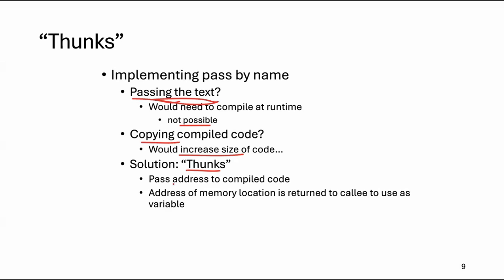This is different from pass by reference. Pass by reference is associated with a specific A of I location, which was A of 1 in the previous example. With thunks, we send the complete address to work with, and it's used as a variable in the procedure.